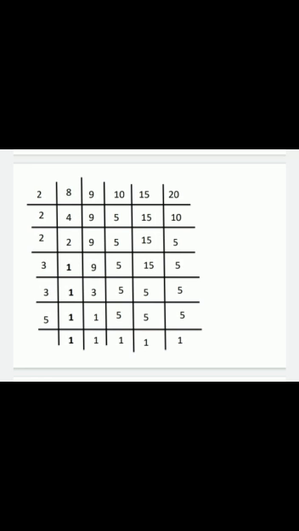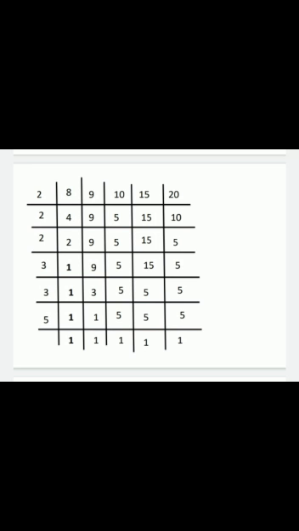Now here again 2 is divisible by 2, but 9, 5, 15, 5 are not divisible by 2. So 2 1s are 2, and 9, 5, 15, 5 you will write as it is. Then 9 and 15 are divisible by 3, whereas 5 and 5 are not divisible by 3. So here you will write 3 3s are 9, 3 5s are 15, and 5 and 5 you are going to write as it is.